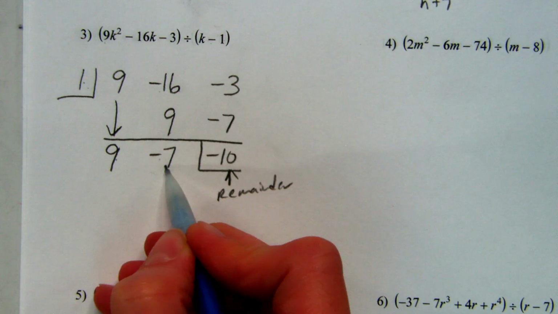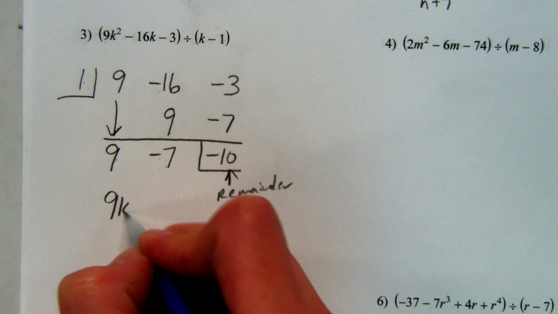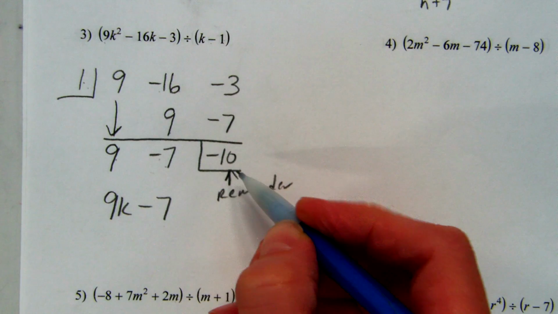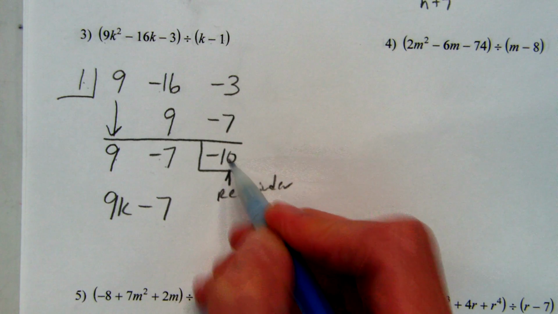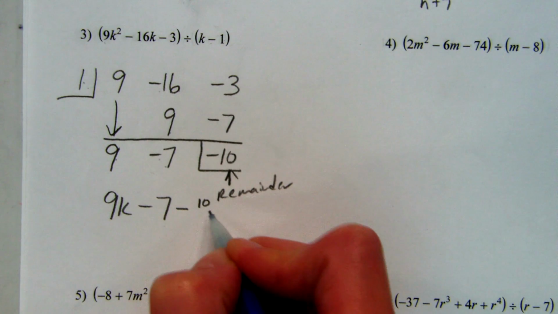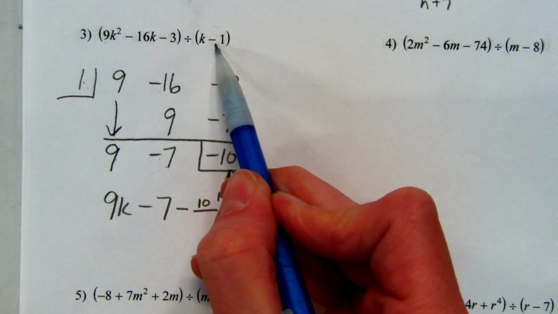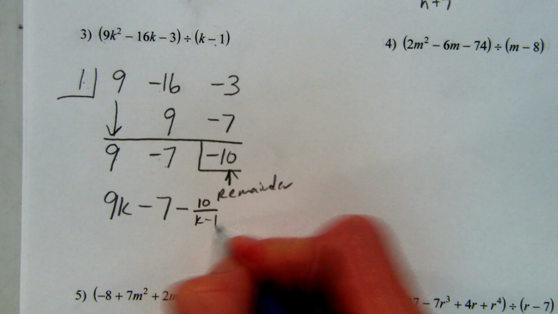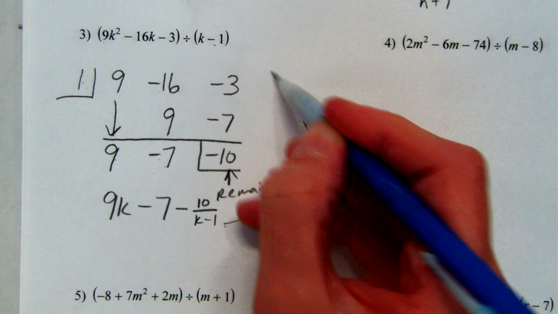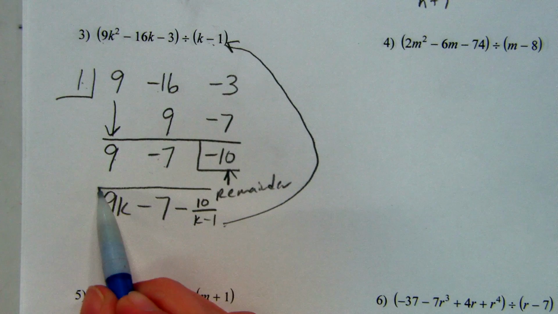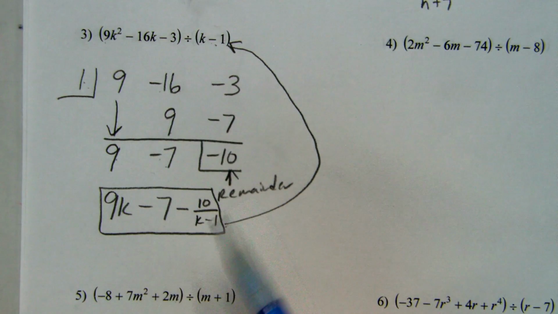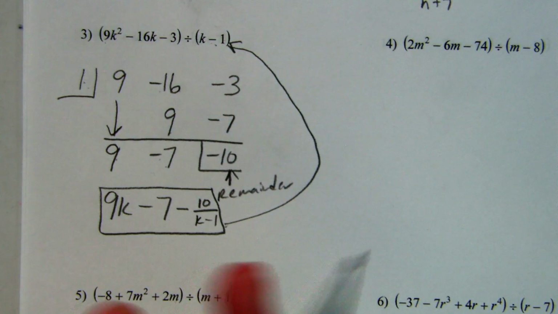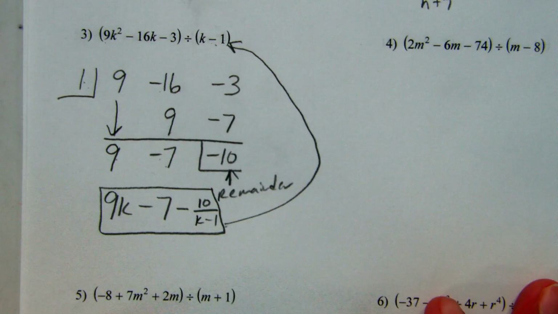So if we just start with this part, I'm going to have 9k minus 7. And then the remainder works just like it did for polynomial long division. We're going to have minus 10 over what your divisor was, which is k minus 1. So that comes from up there, and you just tack that onto the end. But the nice thing in the middle, you can imagine if you have some really giant polynomials, you don't have to write quite as much. You don't have to write all the x's all the time. It's just kind of a nice little format.